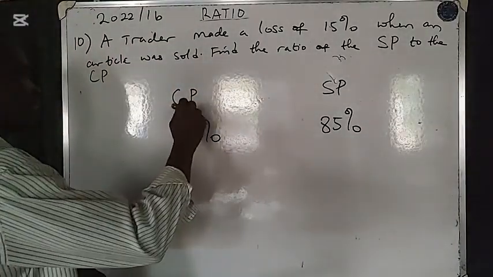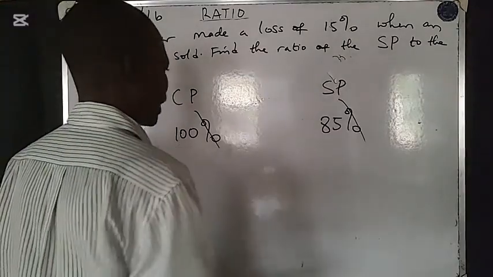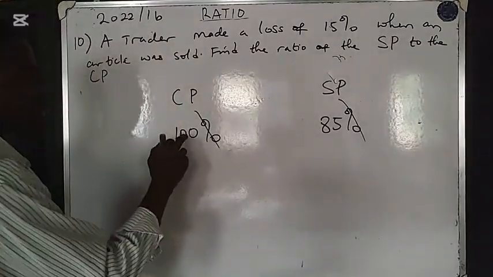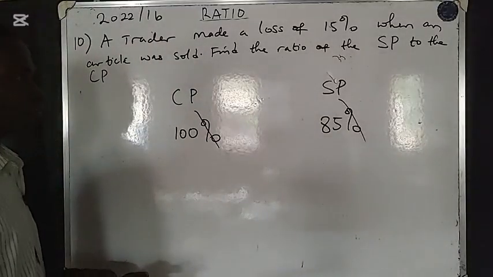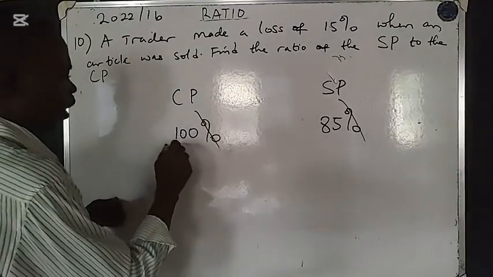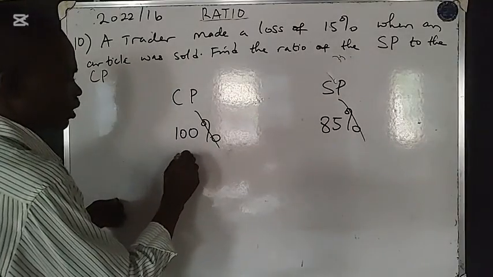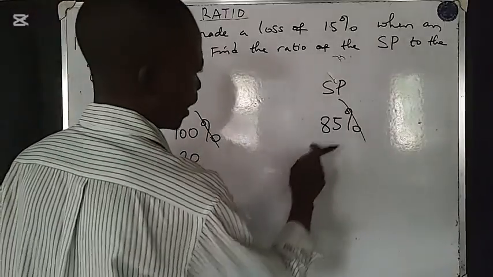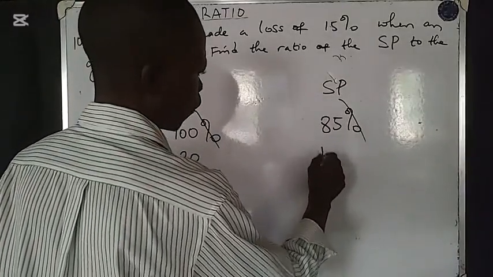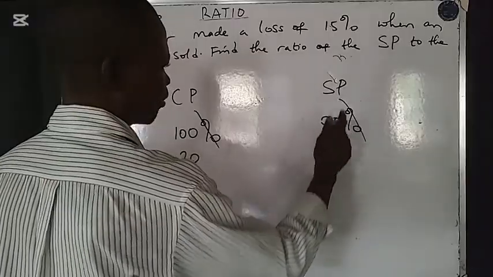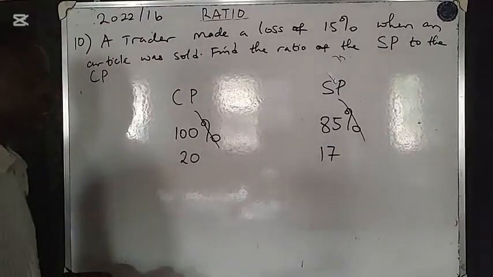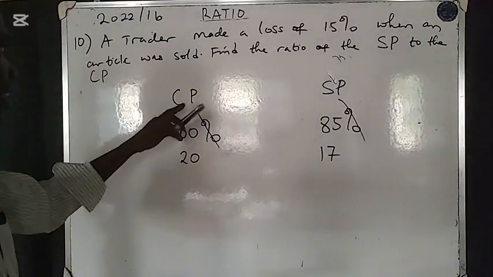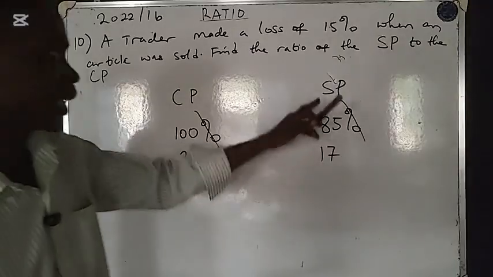So let's remove the percentage now. I can see that there's a common factor between 100 and 85. What is the common factor? 5 can go in both of them. 5 in 100 will give us 20, right? And 5 in 85, 17. So this is the ratio of the CP to SP.